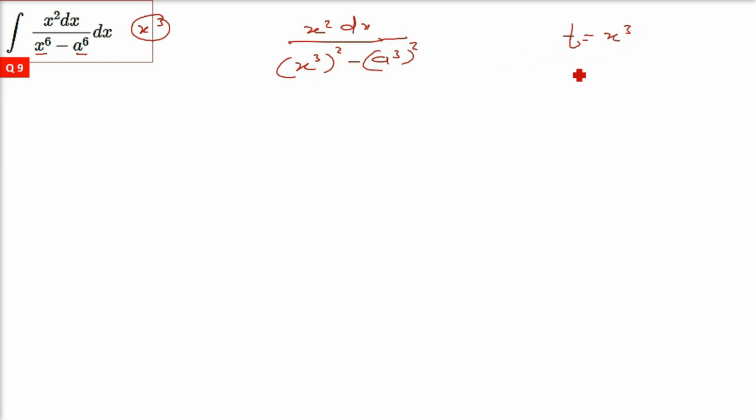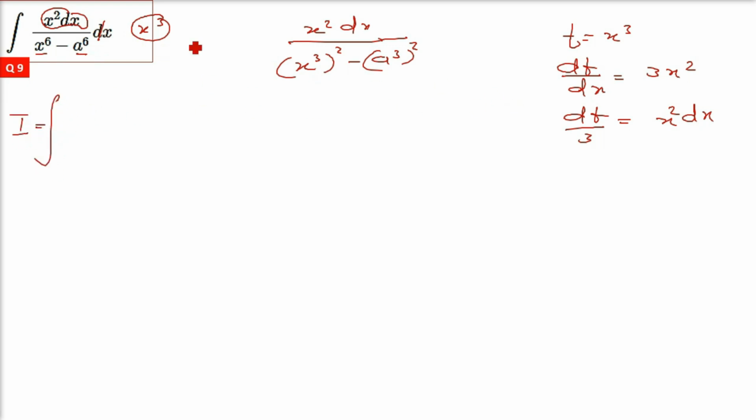We are taking t equals x cube, dt by dx is 3x square, which is already there in the numerator. So in order to make the perfect numerator x square dx, we have to make this dt by 3. So how will the integration proceed? x square dx we will replace by dt by 3, so 1 by 3 comes here, dt comes here. x raised 6 is x raised 3 to the power 2, so that is why it's t square. a to the power 6 can be written as a cube whole square.